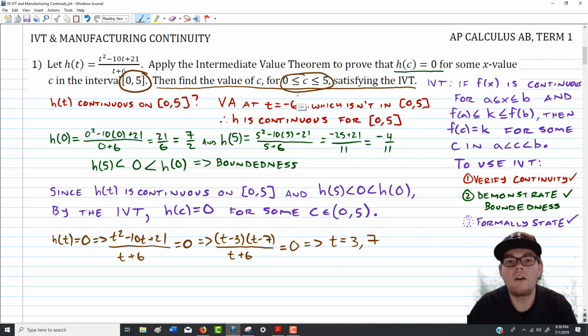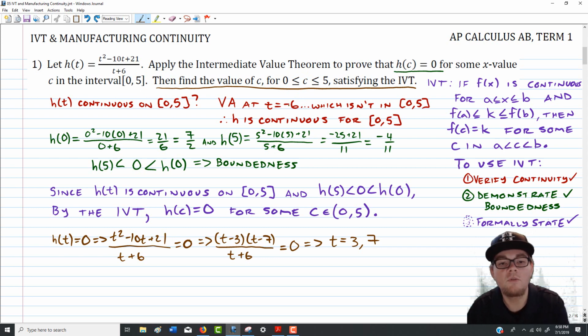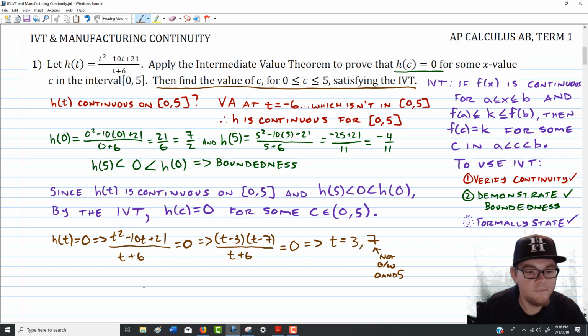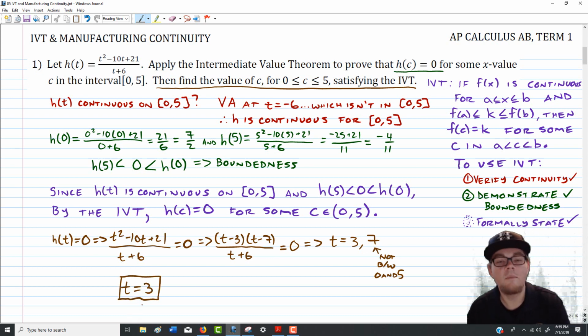Everything in this problem was about guaranteeing there's a value of x between 0 and 5. So 7 is not between 0 and 5. And what that means is bye-bye 7. So the only value guaranteed is t equals 3. So with that in mind, we have now used the intermediate value theorem to prove that there's such a 0, and we found the only 0 guaranteed by the intermediate value theorem.